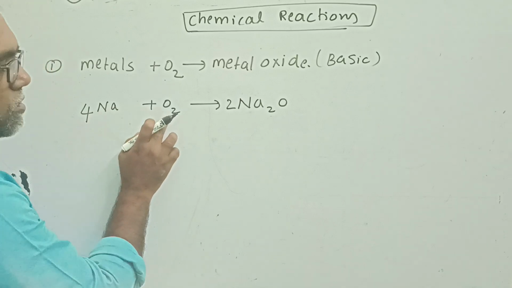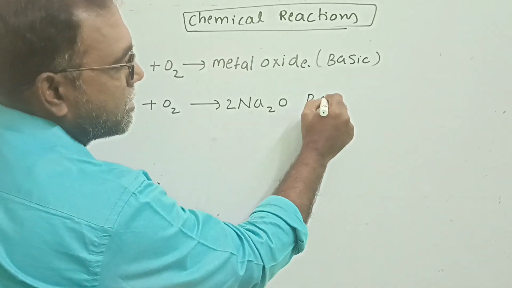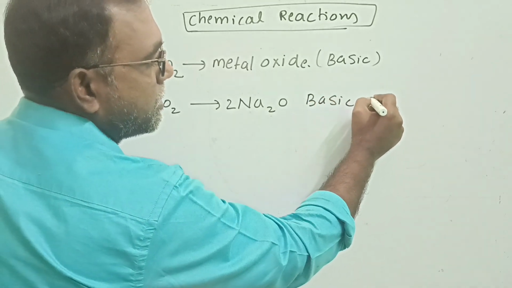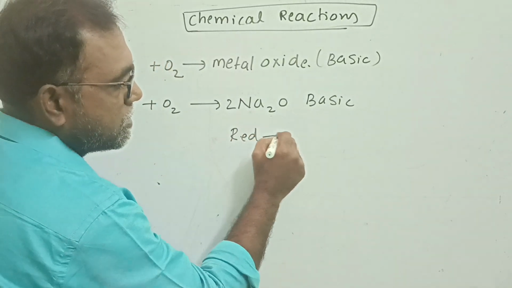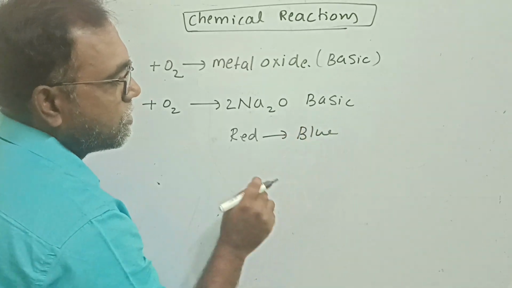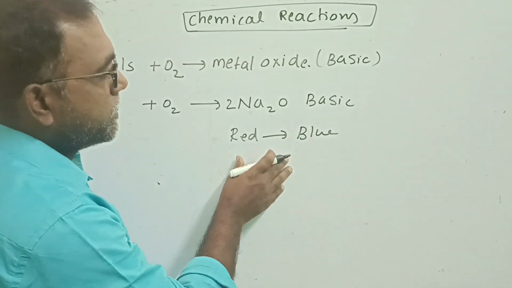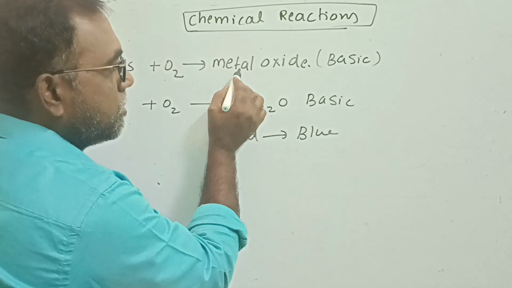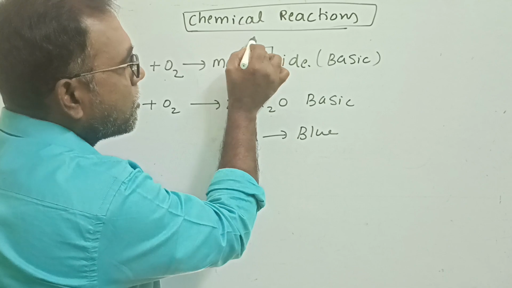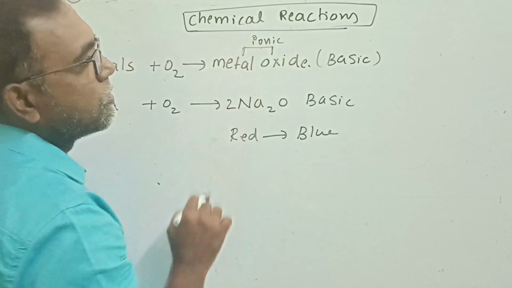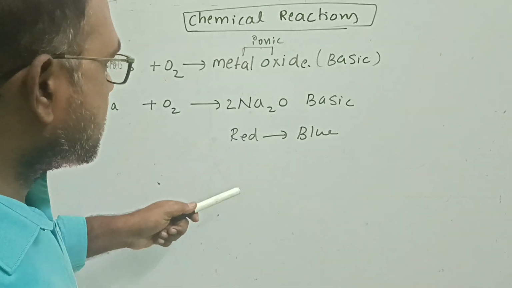Now sodium reacts with oxygen to form sodium oxide. What is the nature of this sodium oxide? Basic in nature. Basic nature means it converts red litmus into blue litmus. Basic oxides turn red litmus to blue. And second, what is the nature of the bond between metal and oxygen? The metal and oxygen bond is an ionic bond. So this is one example I have given.